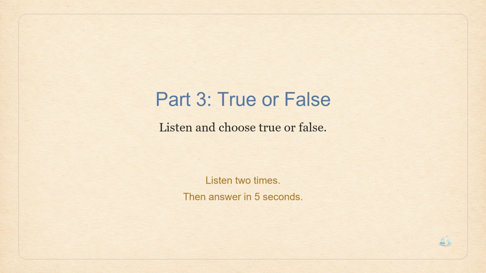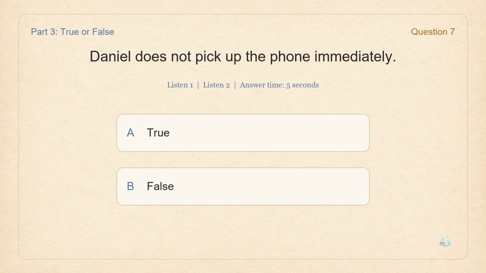Listen and choose true or false. Listen 1. At first, Daniel waits beside the bench because he hopes the owner will come back quickly. Listen 2. At first, Daniel waits beside the bench because he hopes the owner will come back quickly.